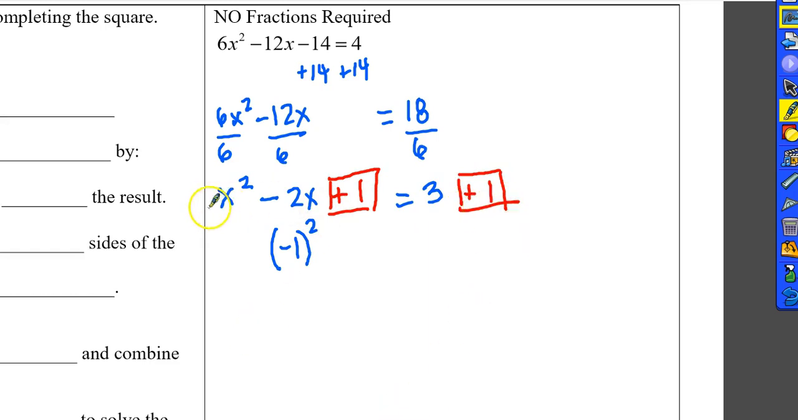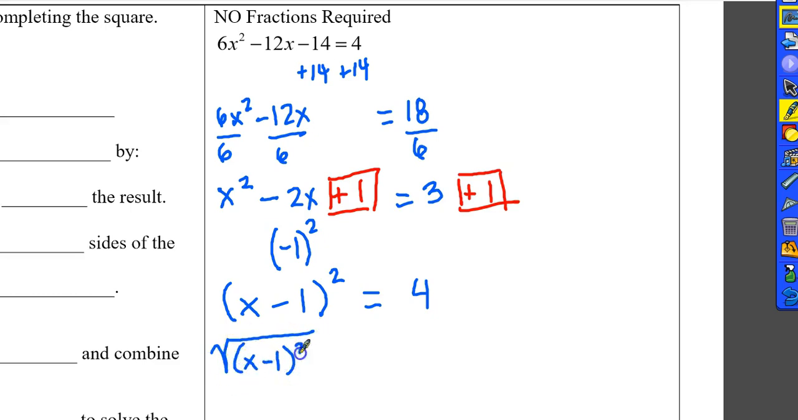Okay, so now let's factor. Next step is to factor. So factor your perfect square trinomial. That would factor to x minus 1 quantity squared equals 4. It's not looking so bad, right? It's not horrible. Now, of course, we're going to apply the square root property. Plus and minus the square root of 4. Don't forget your plus minus.